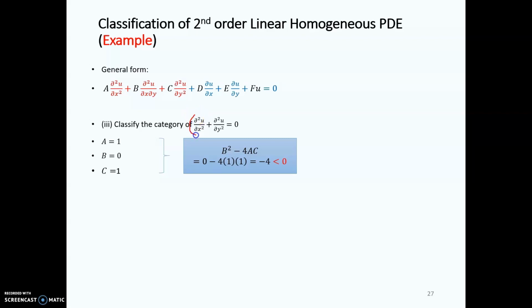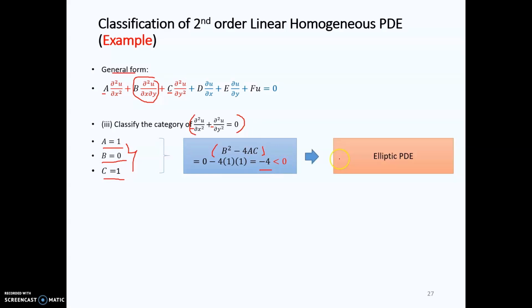Let's classify the category for this PDE. Let's compare it with the general formula here, where a is equal to 1. You don't have this component, therefore your b is equal to 0. Then you compare this component with this, you obtain c equal to 1. Substitute this information inside the formula b squared minus 4ac, you should obtain the value equal to negative 4. And this is less than 0, therefore we know that it's an elliptic PDE.